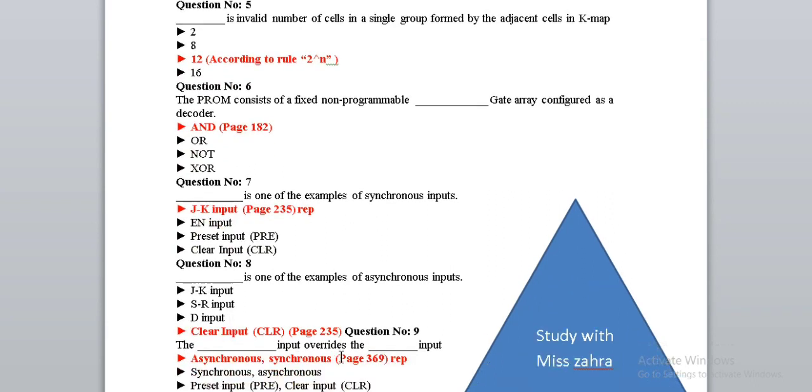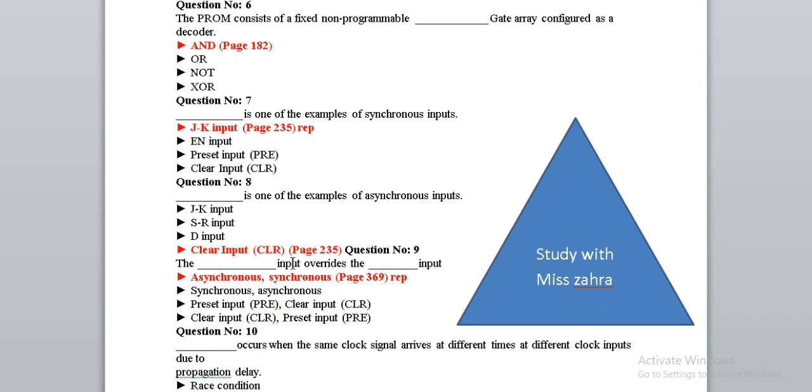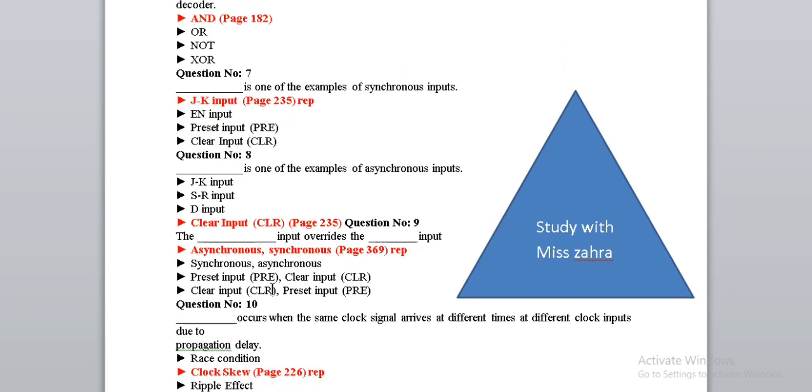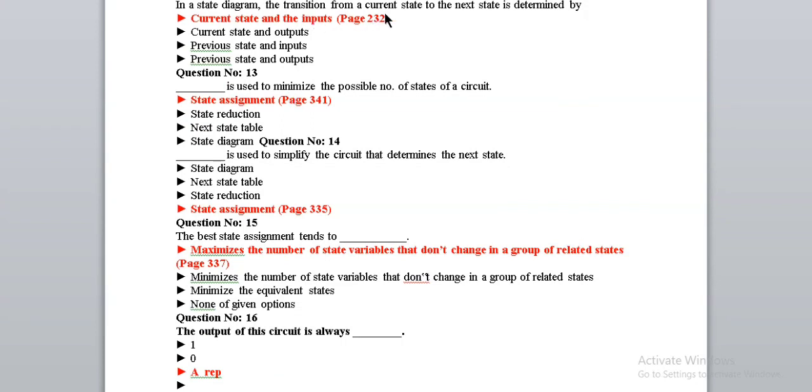Clear input is one of the examples of asynchronous input. The asynchronous input overrides the synchronous input. In a state diagram, the transition from a current state to the next state is determined by the current state and the inputs. State assignment is used to minimize the possible number of states of a circuit. It is also used to simplify the circuit that determines the next state assignment.